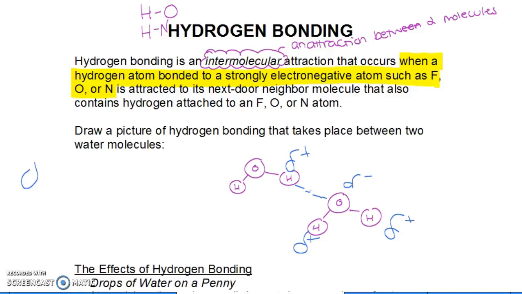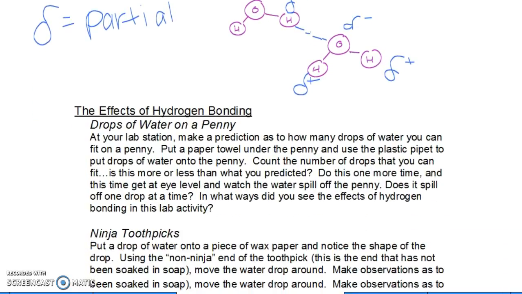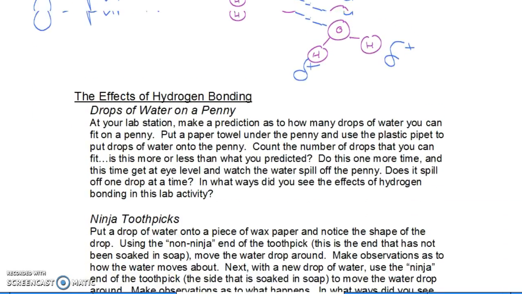When you see me draw this or something that looks like this, that means partial. So lowercase delta. And basically what hydrogen does is it attracts two different molecules together and keeps things close. And that's what actually gives water a lot of its properties.